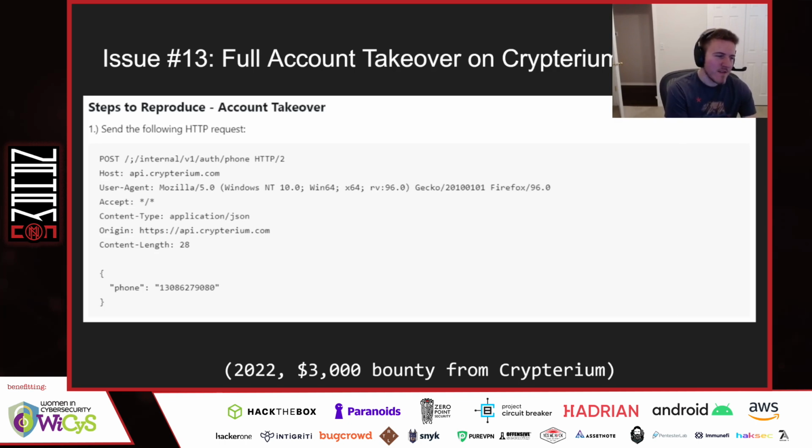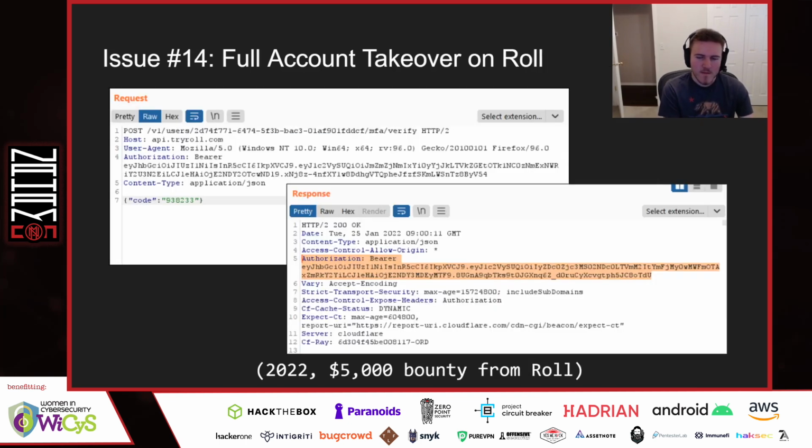And we found this API doc that exposed the internal API routes, and we're like, okay, how do we access this one? And what you're able to do is provide a phone number, and you're basically authorizing any account, right? And it generates a session cookie, and you're able to take it over. Next bug, issue number 14, is full account takeover on Roll.